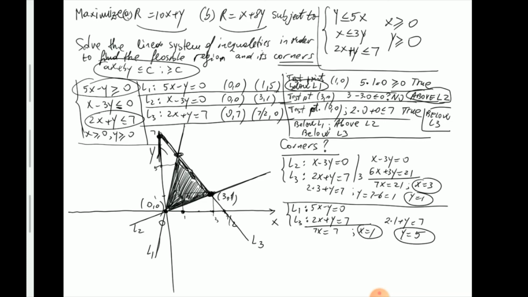By the way, I plugged in 1, 5 before, but that's just a coincidence, because it so happened that I plugged in that point when I sketched the line. When you sketch the line, the points you plug in are not necessarily the corners. That's why you need to solve the system here. So this is 1, 5.